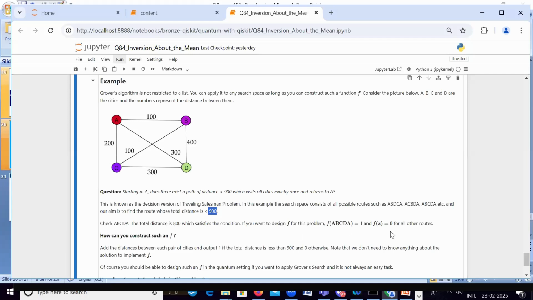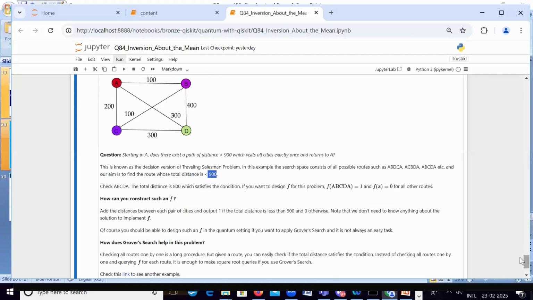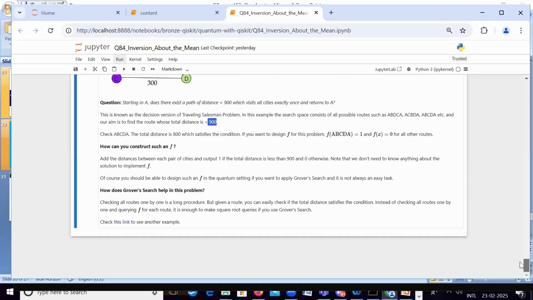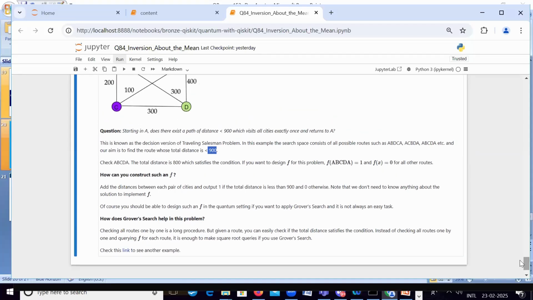And finding that is quite simple by using Grover's search algorithm. One use is to find the search element in an unsorted list. The second is to find the possible path in the traveling salesman problem.